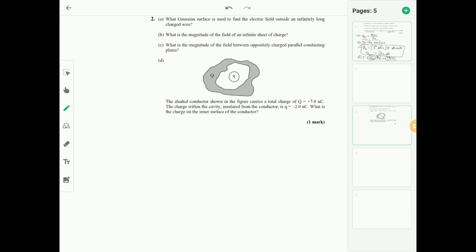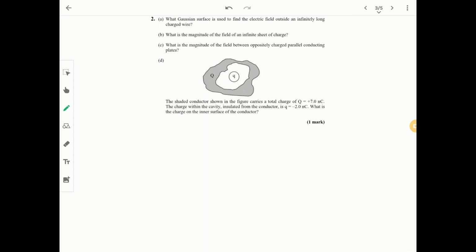Let's move to number 2 now. I'll give you another few seconds. It's again a question of many definitions, so you can solve and then we'll check together.